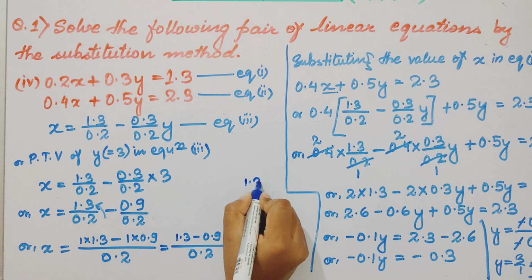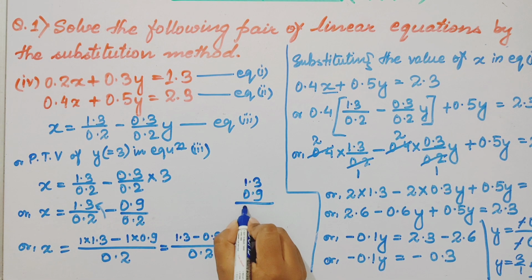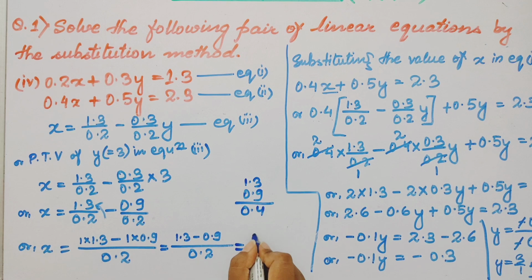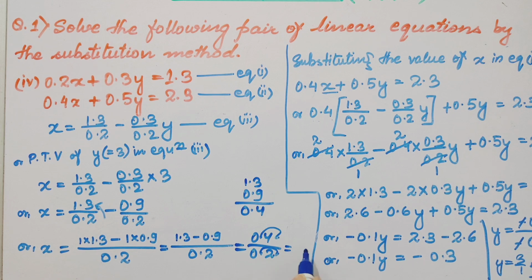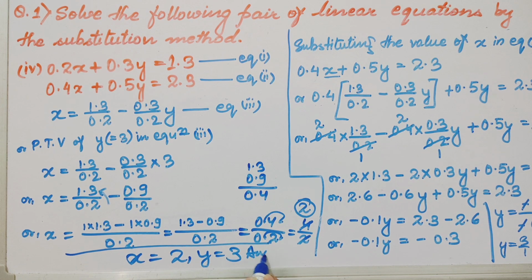As we have 1.3 minus 0.9, how much is it? This is 0.4. So we have 0.4 divided by 0.2. Now we can eliminate the decimal, and it is 4 by 2, which is 2. So the answer over here is x equals 2, y equals 3. So let's move to the next question now.